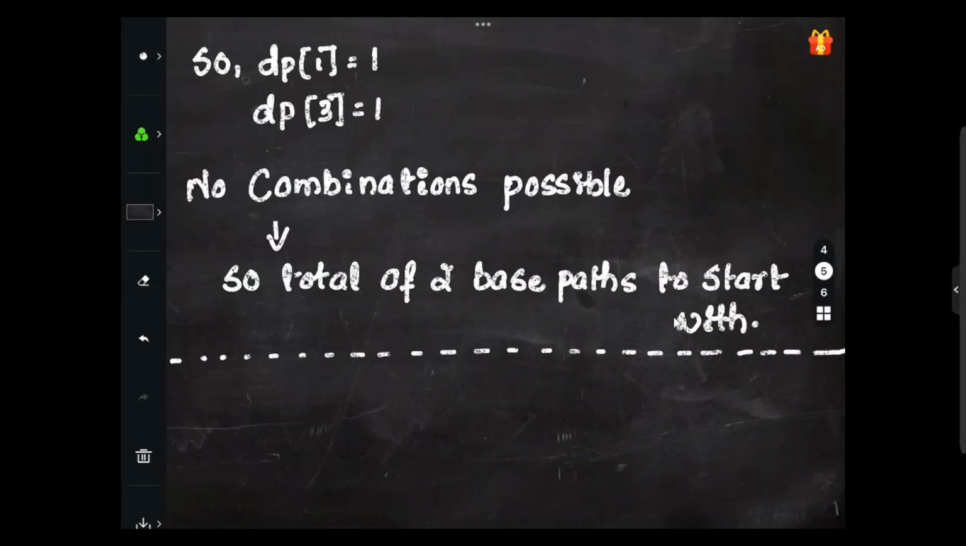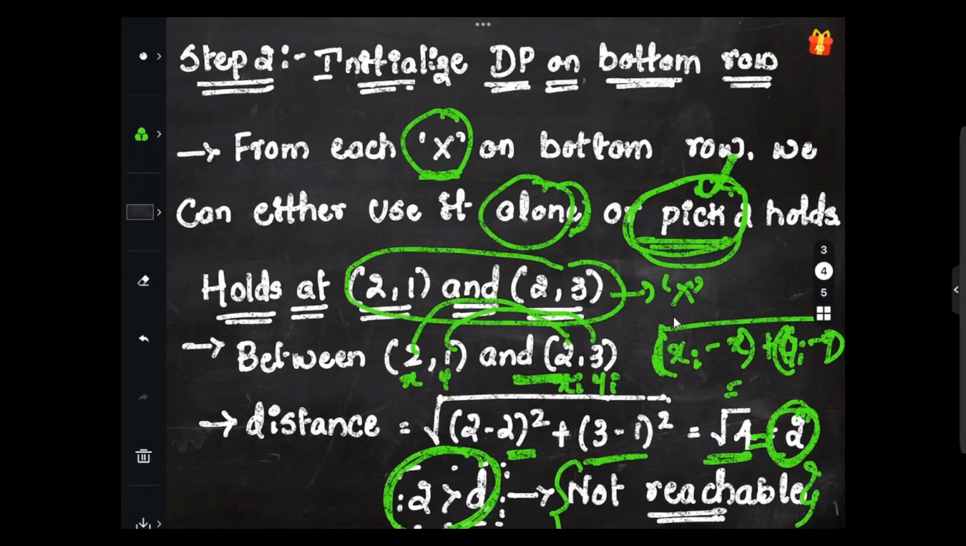Right, so here in this case, dp of 1 will be 1 and dp of 3 is also 1. We are updating here basically, right? So here in this case we are updating. See, we got 2 here, right?